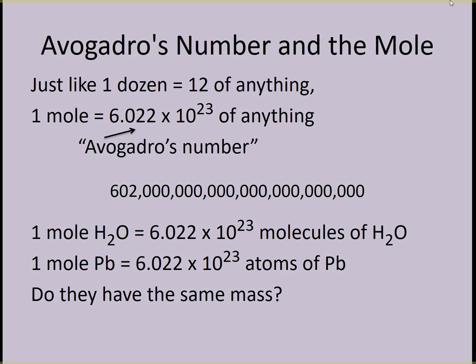And this mole is a very, very big number. It's 6.02 times 10 to the 23rd of anything. It's also known as Avogadro's number. Avogadro was a scientist that studied gases, and he looked at the ratio that the gases react together, and this number is attributed to him because of his work in chemistry. So a dozen means 12, a mole means 6.02 times 10 to the 23rd.